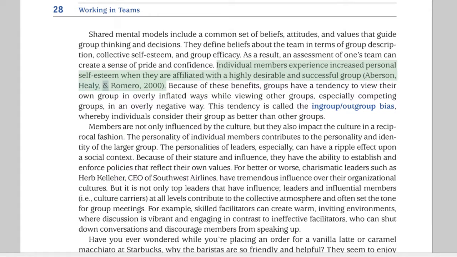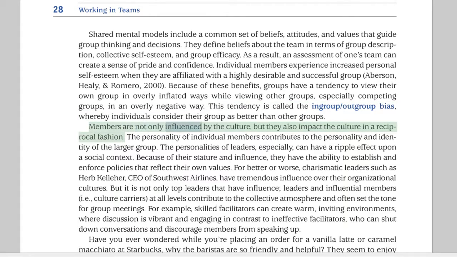Aberson, Healy, and Romero, 2000. Because of these benefits, groups have a tendency to view their own group in overly inflated ways while viewing other groups, especially competing groups, in an overly negative way. This tendency is called the in-group or out-group bias, whereby individuals consider their group as better than other groups.